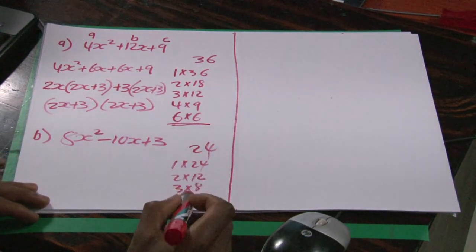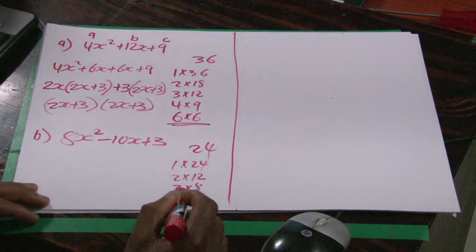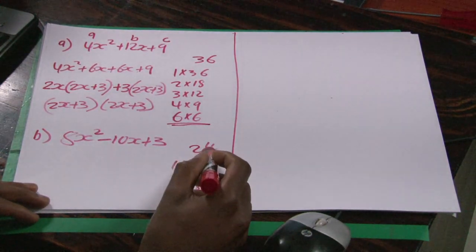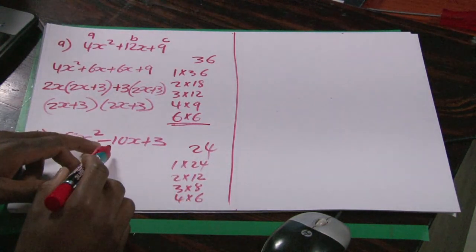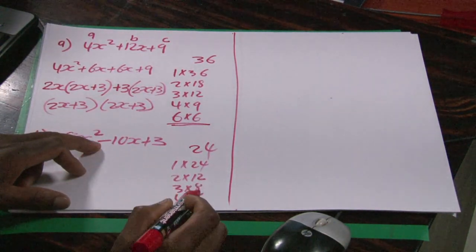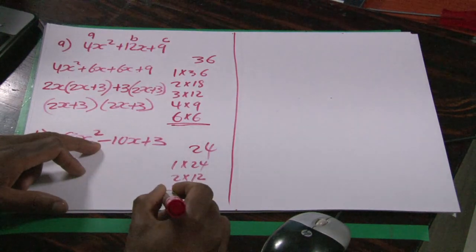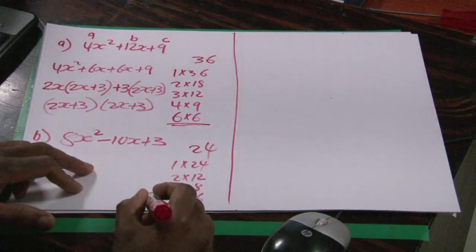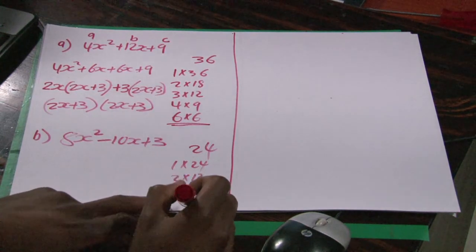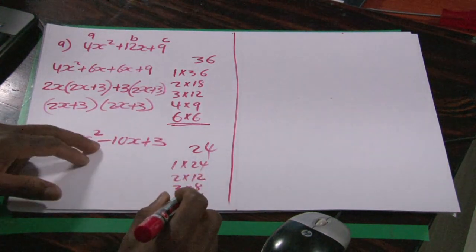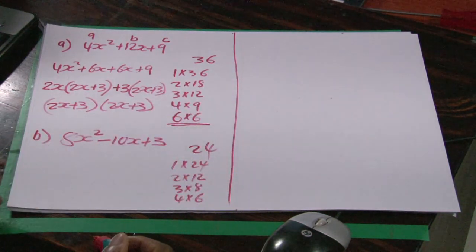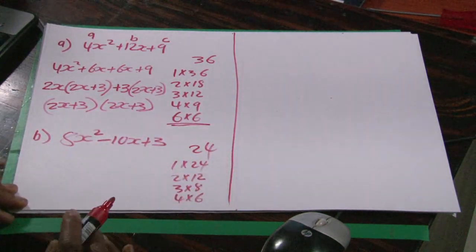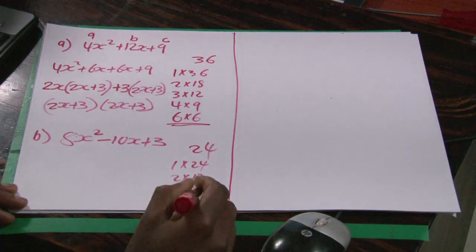How about 4 and 6? That's 10. But 4 times 6 gives you positive 24. 4 plus 6 is positive 10, but it's supposed to be negative 10. What should you do? If you add, then they'll give you negative 10, unless both of them are negative. Negative 4 minus 6 will give you minus 10. Negative 4 times negative 6 will give you positive 24. So our two numbers here should be negative 4 and negative 6.